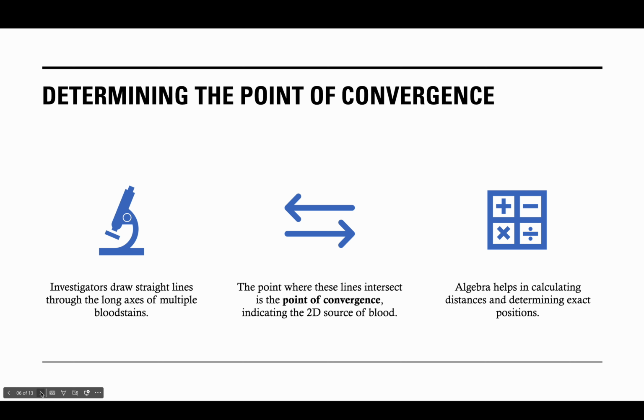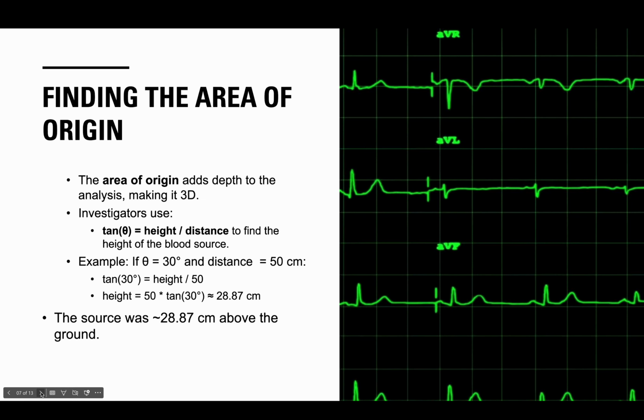Investigators also draw lines from the point of, if there's multiple bloodstains, and that's how they figure it out. They also find out where they intersect, indicating where the source of blood came from. And I put that algebra helps at calculating the distance and determining the exact positions from when this all happened. This is also how you find the origin of the area, where it happened. So it's the same sine and tangent, and you just plug it all in, and then you eventually get the number you're looking for.